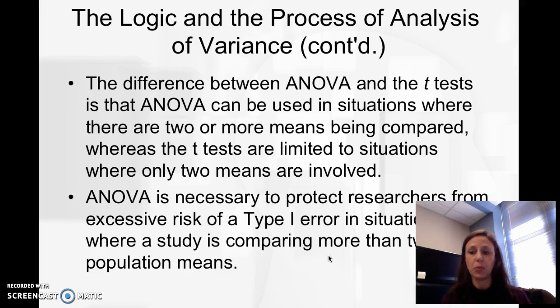So every time you run a t-test, if you're comparing three different groups, you would be making multiple comparisons between, say, Group A and Group B, and Group B and Group C, and Group A and Group C. Each one of those subsequent runs of a t-test would increase the risk of a type 1 error. The analysis of variance controls for that.